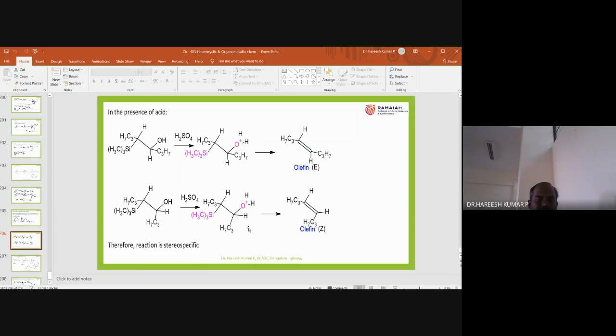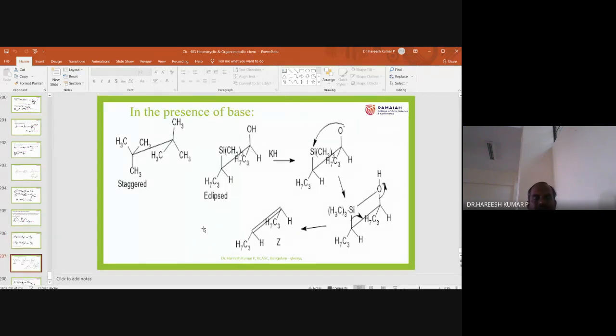But here I'm mentioning that it is stereospecific. How is it stereospecific? That I am going to explain in the next slide. So look here. This will be the staggered form. This will be the eclipsed form. The same moiety I am taking in an eclipsed form.